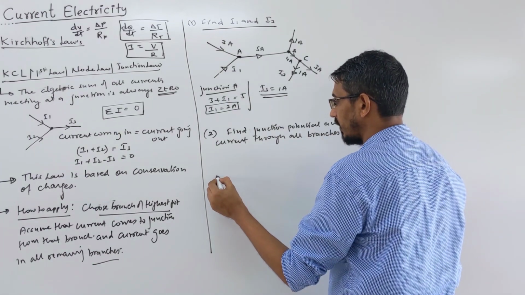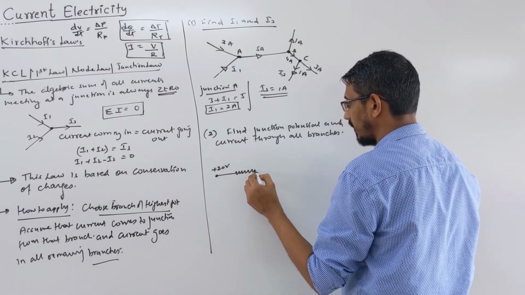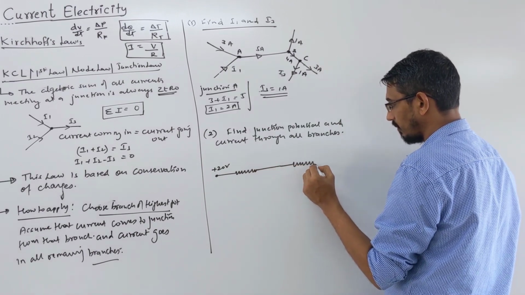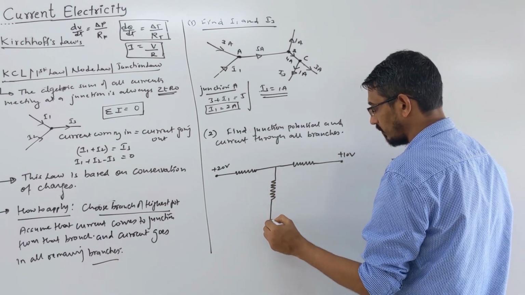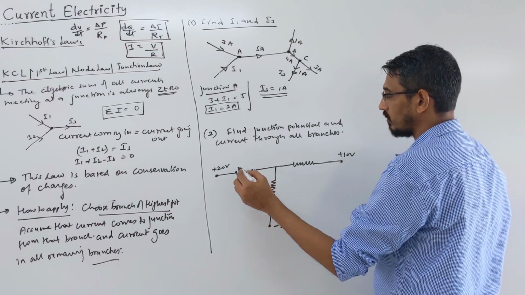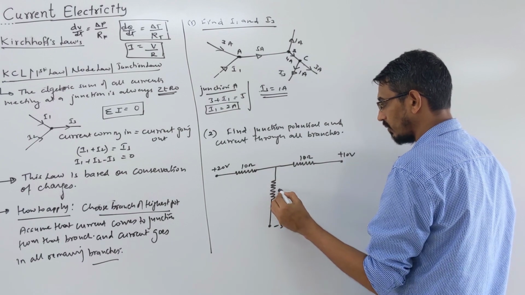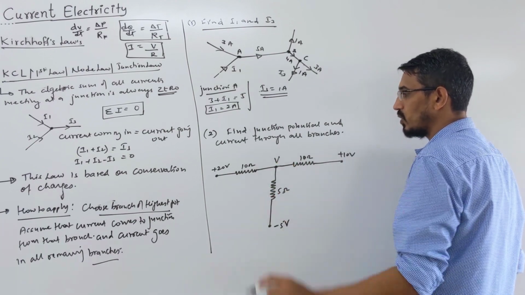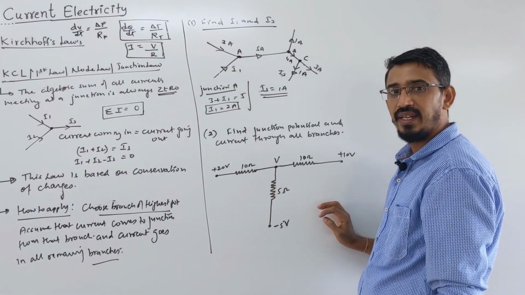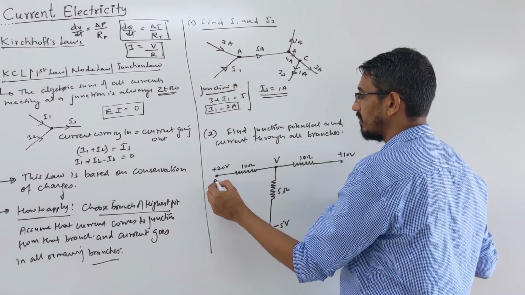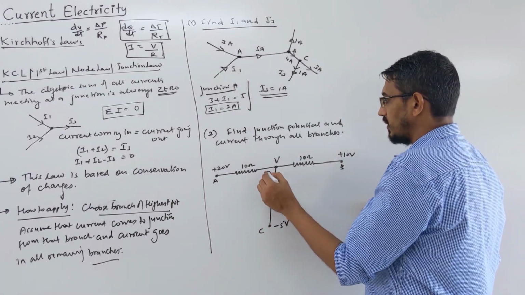Some circuit will be given to you, generally an open circuit, with some potentials and resistances given. So watch carefully, this is the circuit given to you, okay? They are asking to find the current in all branches, and the branch names can also be given, like A, B, C, and let's say this is D, okay?